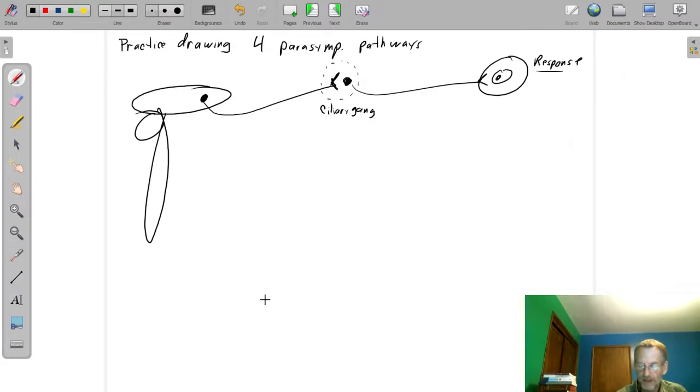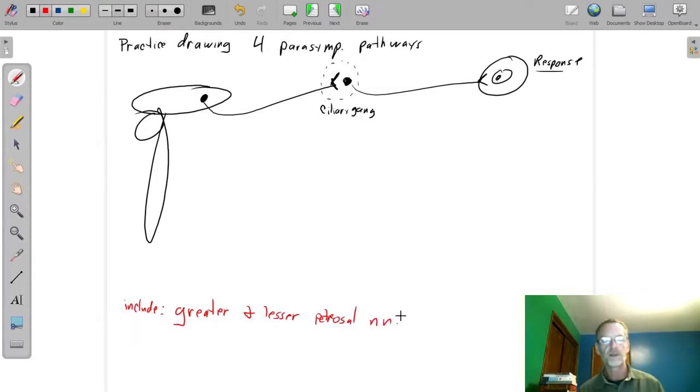These are parasympathetic. It's motor. And then when you do 7 and 9, you can mention or include the greater and lesser petrosal nerves. Okay, that's all that there is for this.